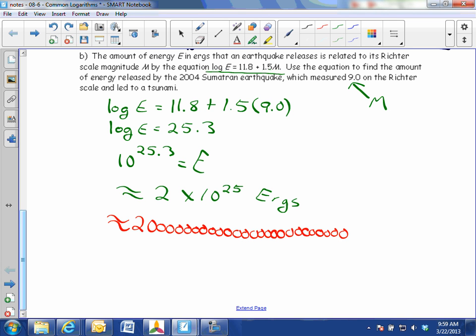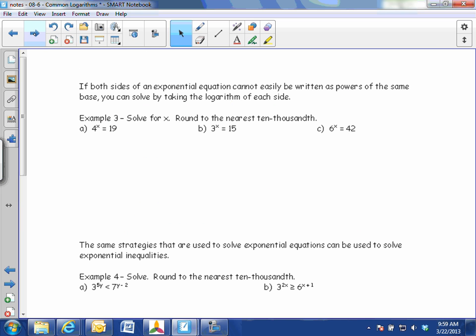Can we do that on our paper? Do you want to? No. That's how many ergs it is. So when you have this, you just round it to the nearest whole number, and then just say times 10 to however many this is. Yep. All right, any questions on the front?